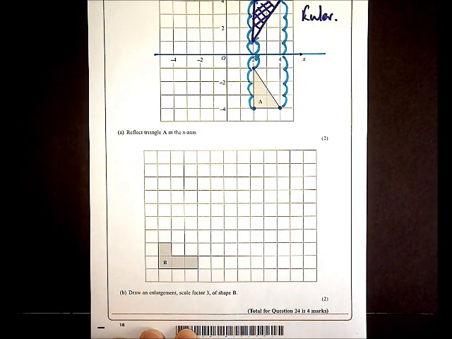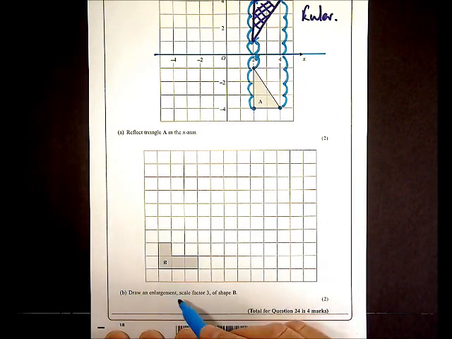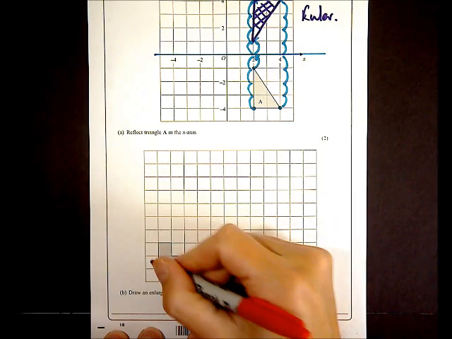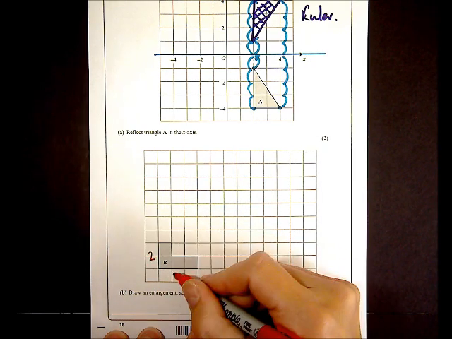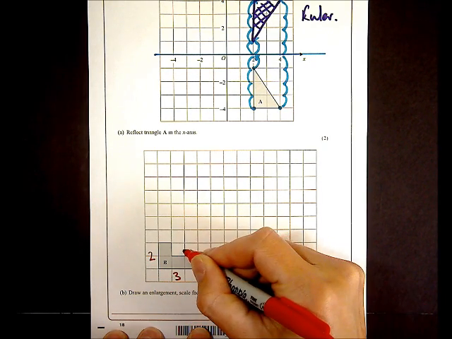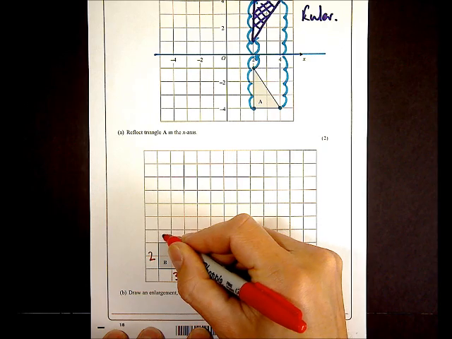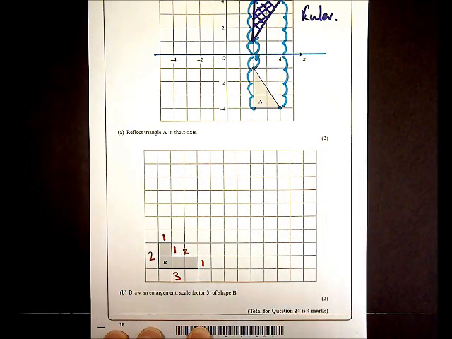In part B, I'm asked to draw an enlargement, scale factor 3, of the shape B. So the first thing I'm going to do is mark on the length of my sides. So this is 2 squares, this is 3, this is 1, this is 2, 1 here, and 1 there. So what I need to do is use my scale factor of 3 with all of these distances.